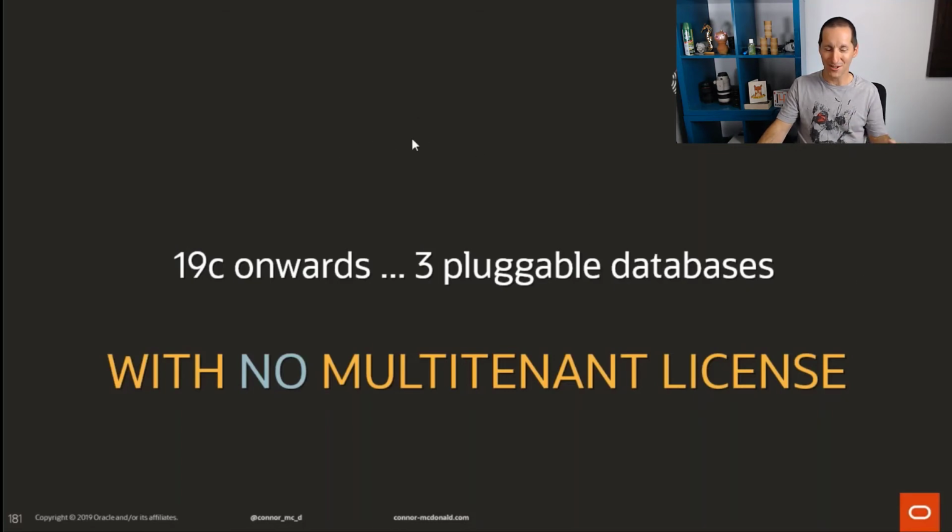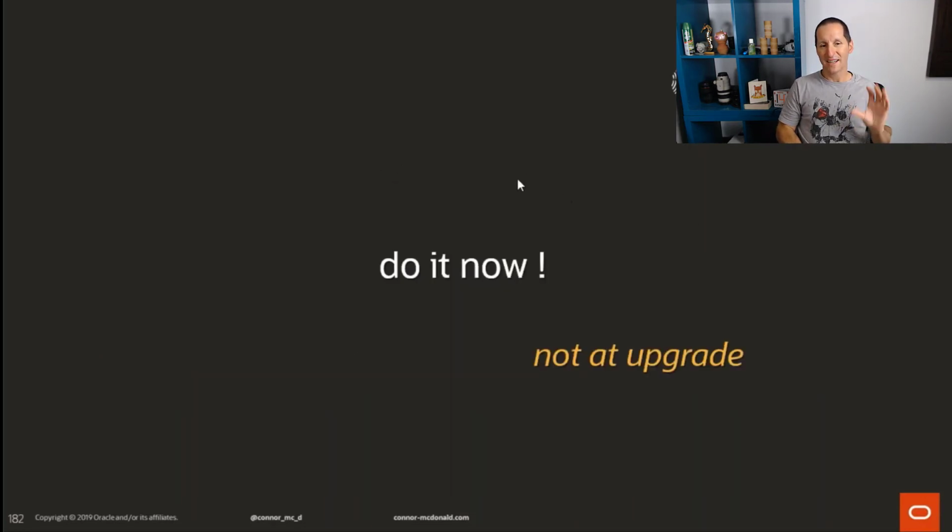If you want more than 3, yes, the license still applies, but now you can have up to 3 with no multi-tenant license. I can't stress enough, you want to start getting into moving your non-pluggable databases into being pluggable ones, even if that's just a single pluggable. And people have different opinions on this. My view is I think you should do it separate to upgrade. If I'm on 12.2, for example, or 12.1, I would move from 12.1 non-pluggable to having that database be a pluggable, and then I would look at upgrading to 19C. I wouldn't do it all in one hit.